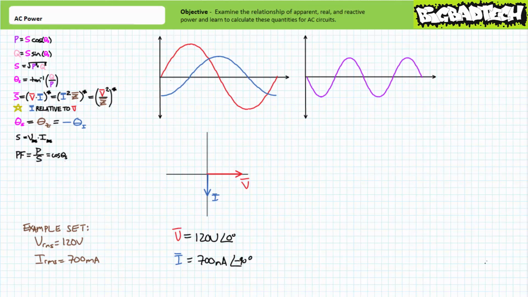Here's a plot of voltage and current where current appears to lag voltage by a full 90 degrees. The phasor representation of voltage would be 120 volts at an angle of 0, and the phasor representation of current would be 700 milliamperes at an angle of negative 90 degrees. Voltage and current are in almost every aspect exactly the same as in our previous example problems, only this time current lags voltage by a full 90 degrees.